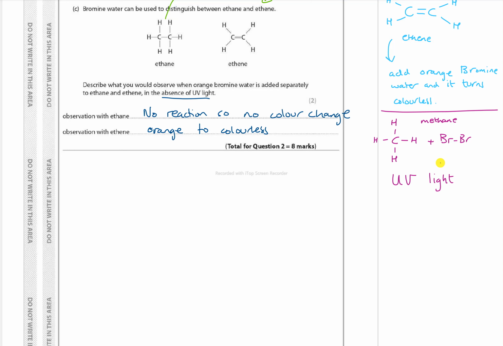Right, and then what happens? Let me try to get this right. The hydrogen is substituted with a bromine, and you get something called a substitution reaction. That's what happens. I just wanted to show you here, because there's no UV light, there's an absence of it.